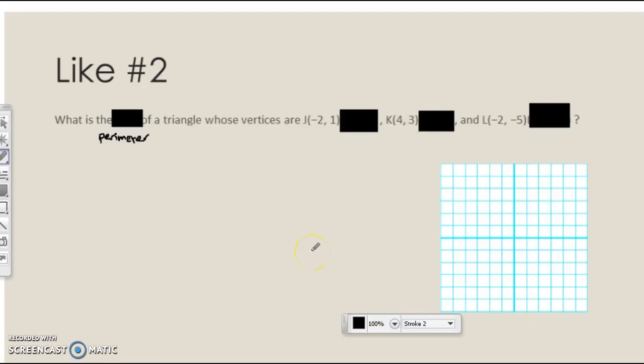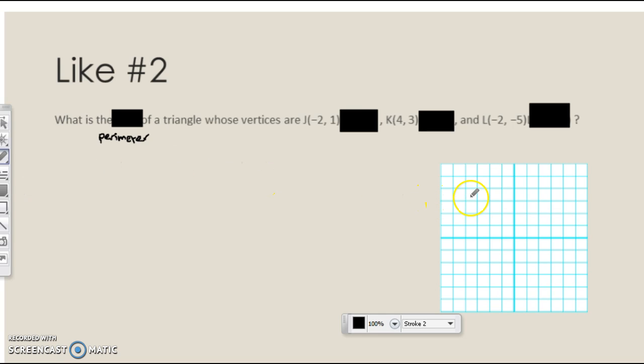All right, Geometry Geniuses, as you can see, there were a few problems with the way this problem shows up. So I've made the corrections so that we can go through it. And it says, what is the perimeter of a triangle whose vertices are at J (-2, 1), K (4, 3), and L (-2, -5).